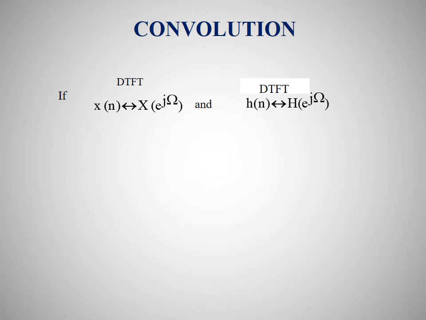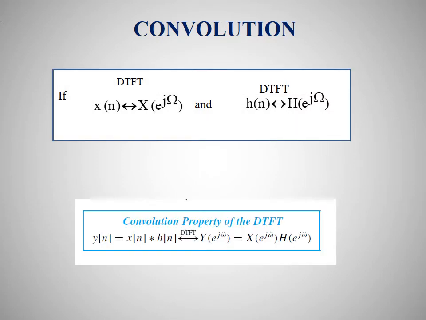The next property is for convolution, which is given for two variables x of n and h of n, whose DTFTs are respectively X of e^jΩ and H of e^jΩ. Then the convolution property states x of n convolved with h of n, which is given in the time domain. In the frequency domain, it becomes X of e^jΩ into H of e^jΩ. Again, omega is the capital omega that we are usually familiar with.